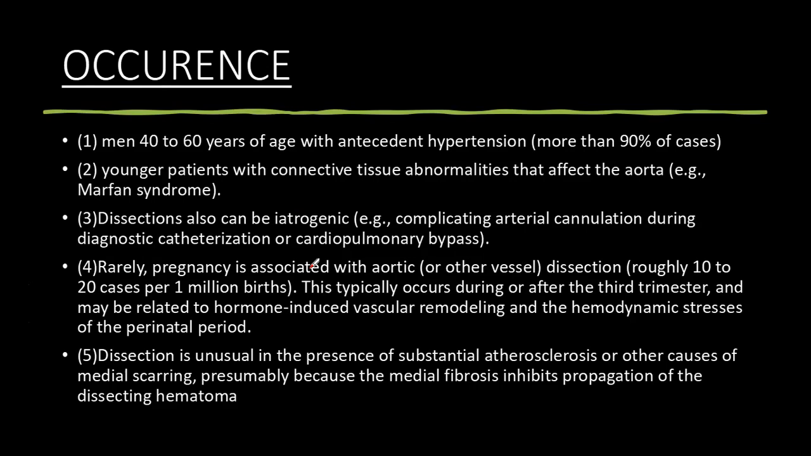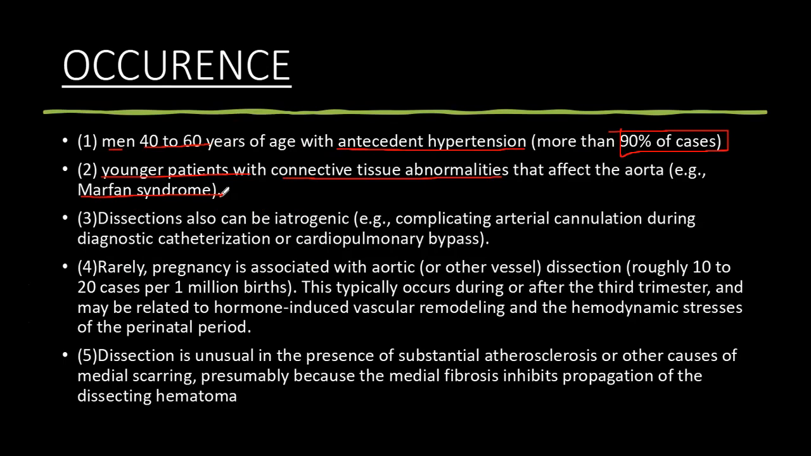This aortic dissection occurs in the following groups of people: men aged between 40 and 60 who have antecedent hypertension. In that case, 90% of the dissections will occur in this group. Also, in younger patients who have connective tissue abnormalities, such as Marfan syndrome.